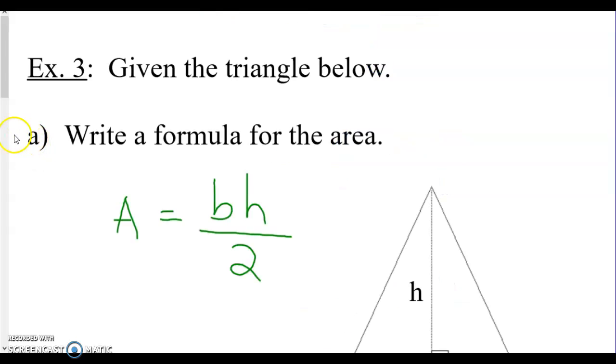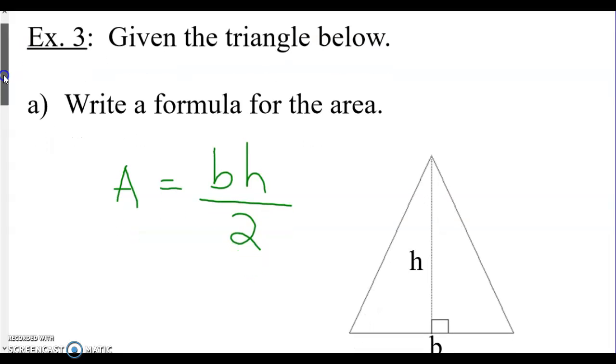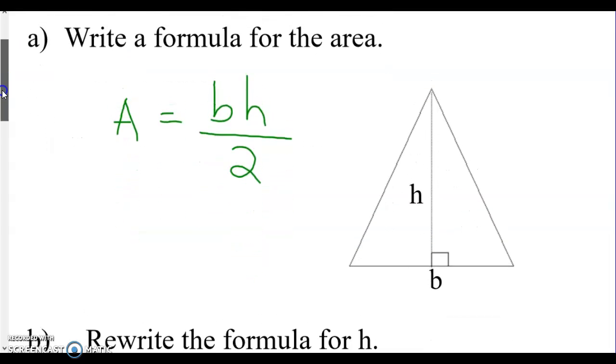Okay, there we go, page 3. Example 3. Given the triangle below, let's write the formula for the area of a triangle. So let's recall, the formula for the area of a triangle is base times height divided by 2. Alternatively, you could write that out as 1/2 times the base times the height.